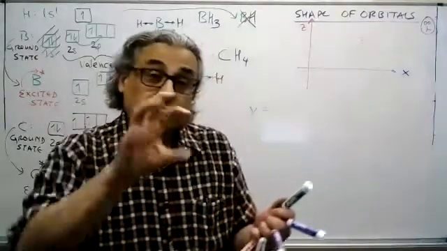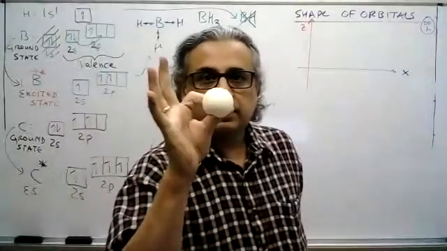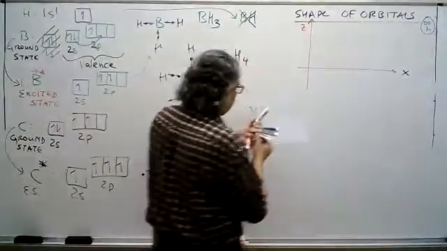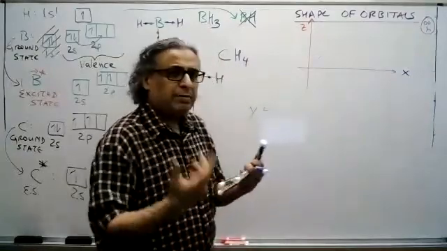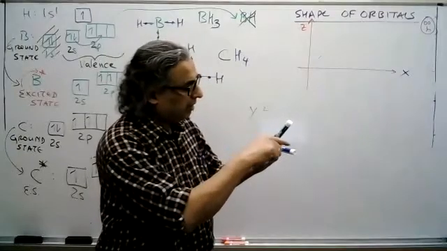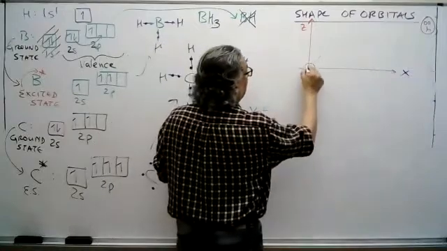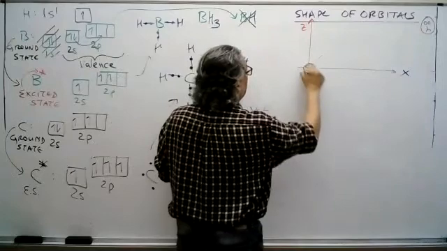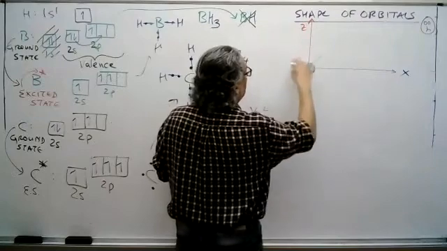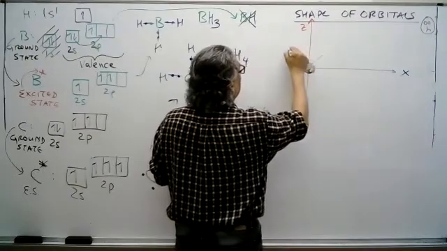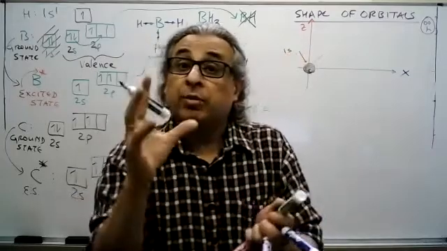The s orbital is a sphere, like this. What color shall I use? What color did we use for the s orbital? You know what? Let's keep it, because I need the other colors, blue, green, and let's use black. Okay, this is an s orbital. 1s, let's say, is going to be smaller, 2s is going to be bigger.